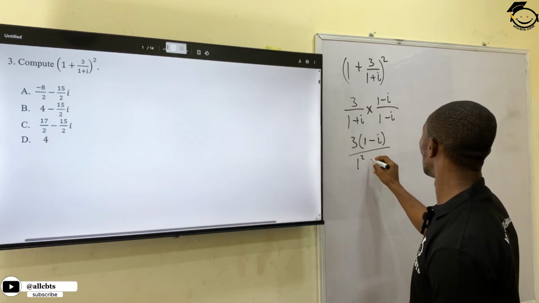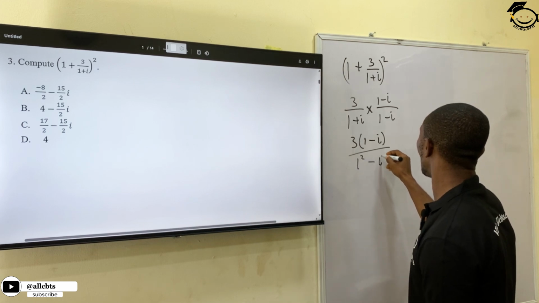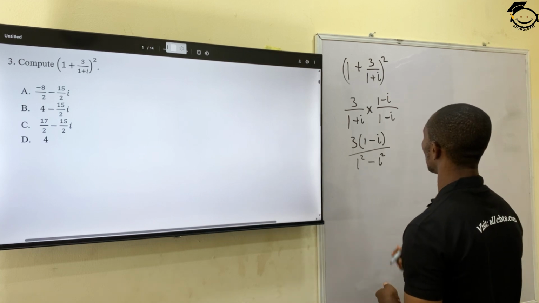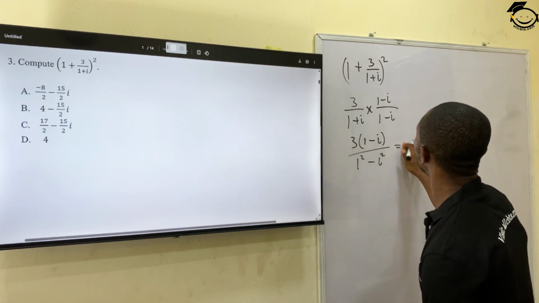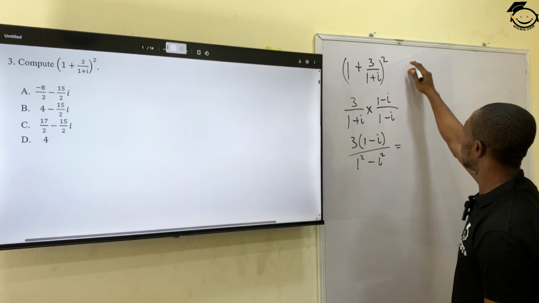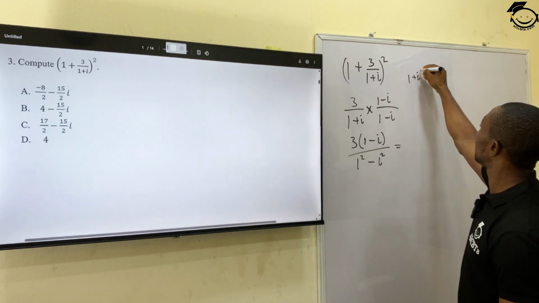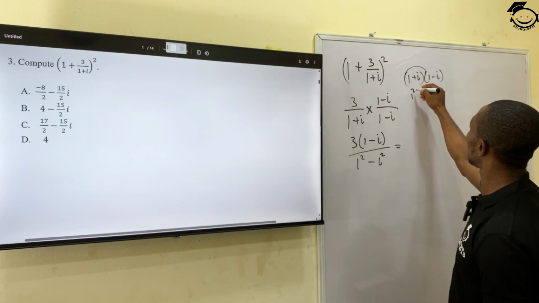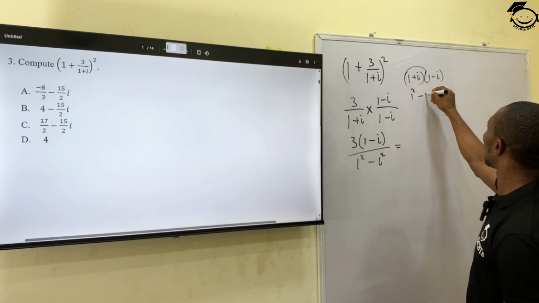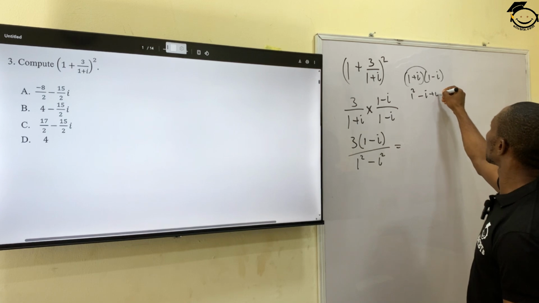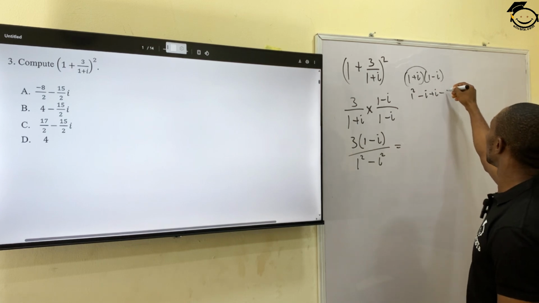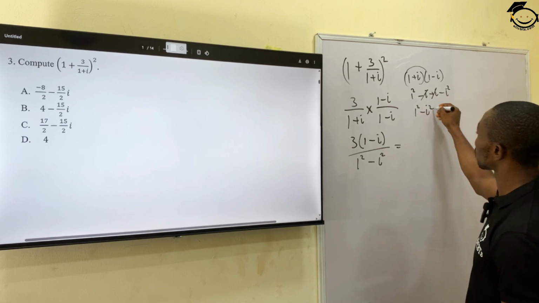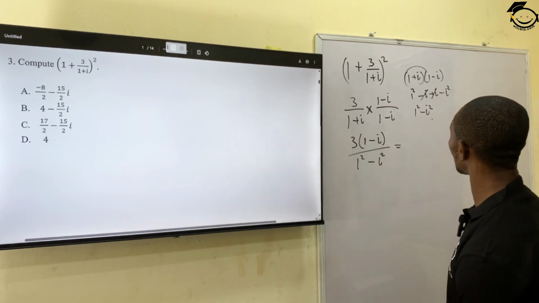1 squared minus i squared. Okay, so this will give us, just to be sure, 1 plus i, 1 minus i. This is 1 squared minus i plus i minus i squared. So this cancels, leaving us with 1 squared minus i squared. That's how we got this.